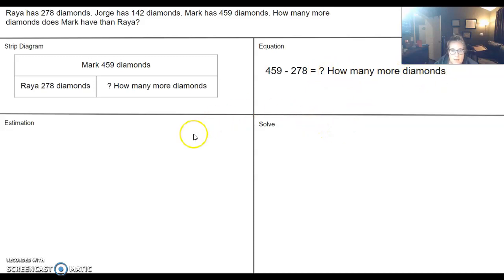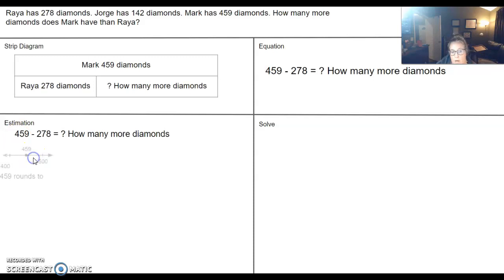So I'm going to go ahead and estimate, and when I estimate, I'm going to continue to do the same thing we've been doing. I'm going to round as my form of estimation. So I'm going to bring down my equation first so I know what numbers I'm looking at. The first number I'm going to round is 459, and I'm going to round both of these to the nearest 100. So if I'm going to round to the nearest 100, what two hundreds are going to be on either side? What's going to be on this side and what's going to be on this side?